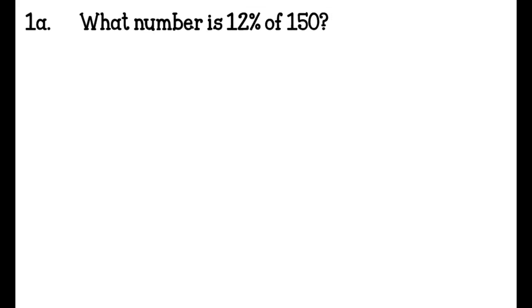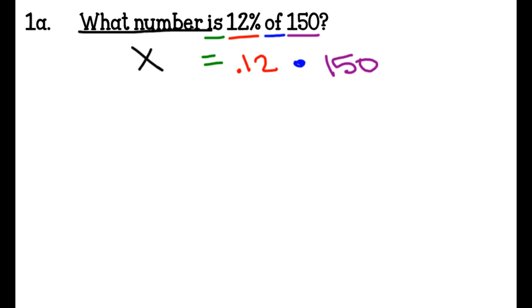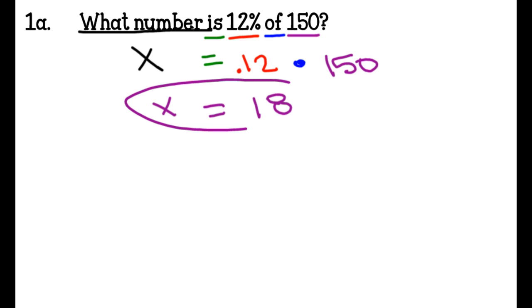1a, what number is 12% of 150? So the easiest way, I think, to do this is: what number? We clearly don't know that, so we use a variable. And then we have is, which means equals. We always write our percents as a decimal, so 0.12. Of means multiply. And 150, we just write 150. So to solve for x, we just multiply 12 hundredths times 150. And that gets us 18. So we have x equals 18. We circle it.